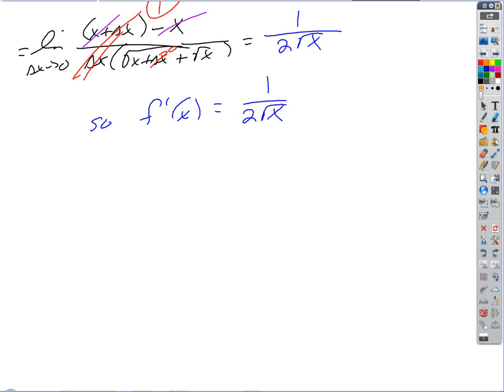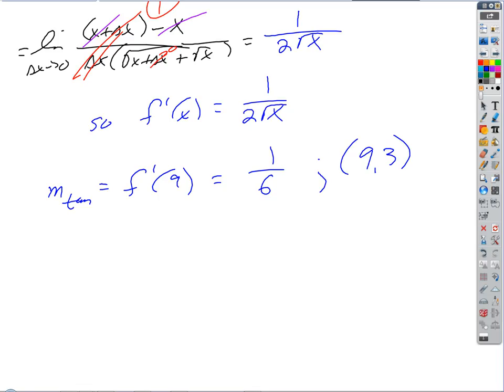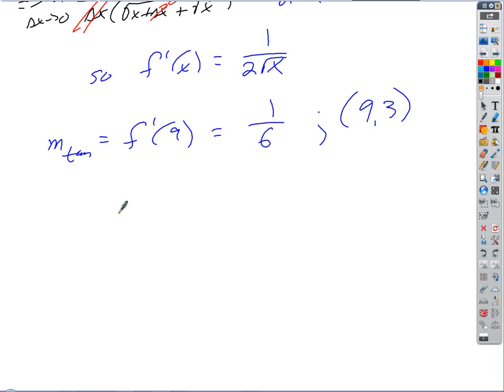So what's f prime of 9? 1 over 2 times 3, so 1/6. We got it, there's our slope. We had the point (9, 3). If I want to come up with the equation of the line, I know y equals mx plus b, so y equals 1/6 x plus b.